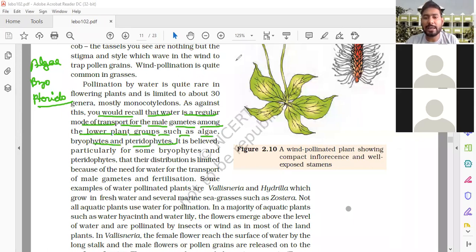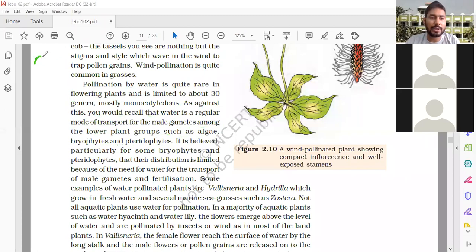And when the male gametes move, they are provided with flagella. Algae and bryophytes have male gametes provided with two flagella, which is called biflagellate. While in pteridophytes, during locomotion there is a need for more flagella, so they have multiflagellate gametes.